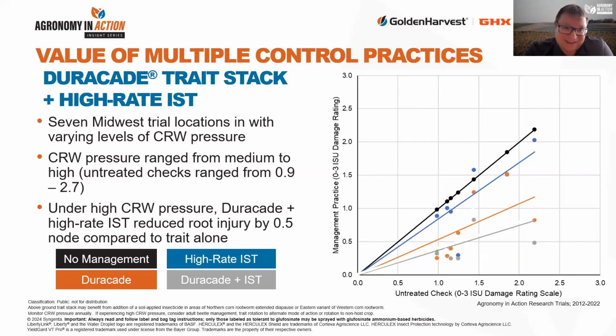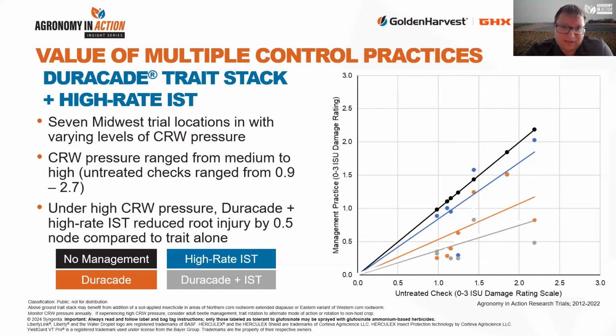In fact, this was in that same study, so it's in the same locations as that data I just showed you. And we notice here that in the absence of any trait at all, that high rate insecticide seed treatment did buy us some additional control across most levels of pressure. As the pressure went up, the additional control, that's the difference between the blue and the black line, increased. But alone, if we had any significant pressure, the high rate insecticide seed treatment alone was not going to provide enough control.